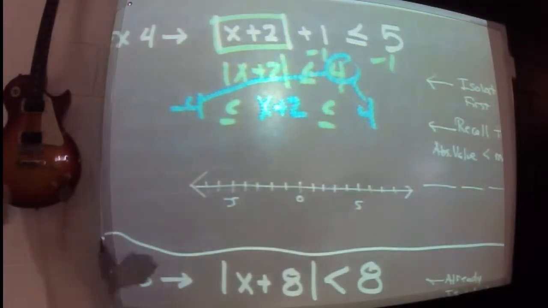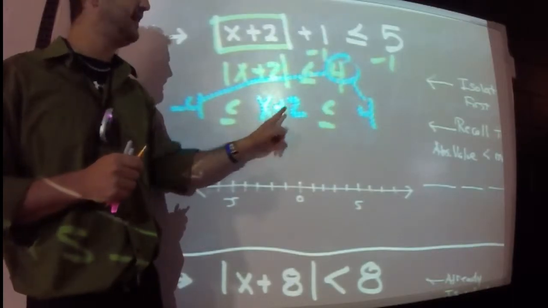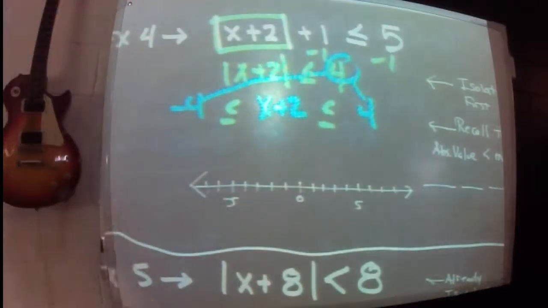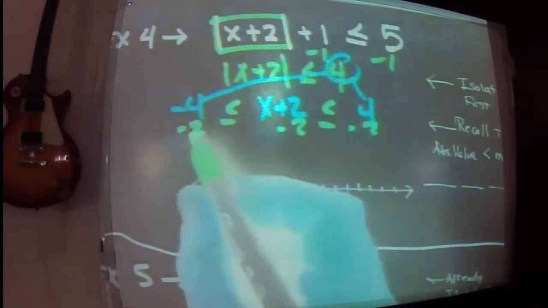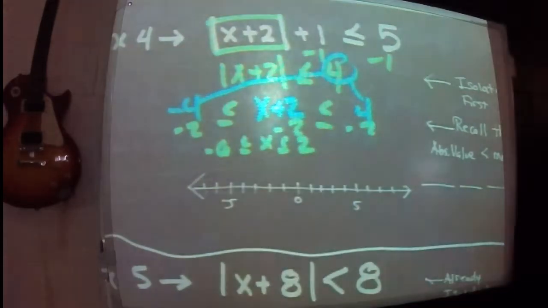Okay, solve this up. Here's the good thing about this. There's no coefficient on x, so you don't have to do any dividing. All you got to do is, what? -2 everywhere and you're done. -2, -2, -2. -6, x, and 2.